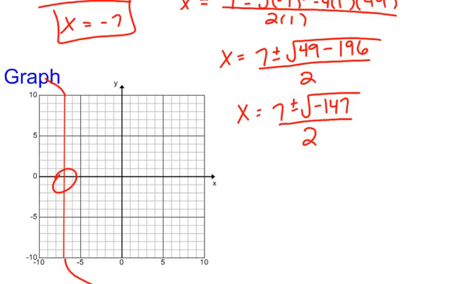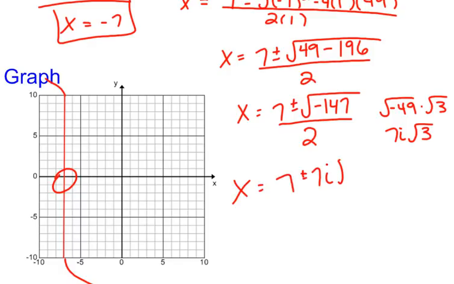I look at the square root of negative 147, and I see if I can break that down. Hopefully you can kind of see how you have all these 49s involved in these numbers. So I'm going to see if 147 divides by 49. It does 3 times. So I'd write the square root of 49 times the square root of 3. What is the square root of 49? 7i. So I'd have 7i root 3. So x equals 7 plus or minus 7i root 3 all over 2.